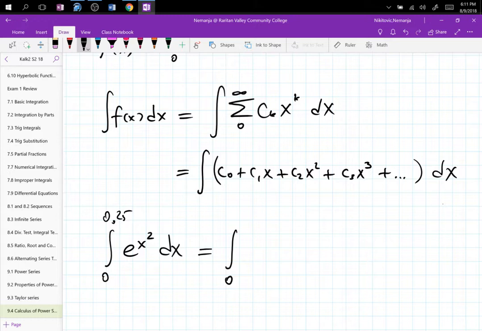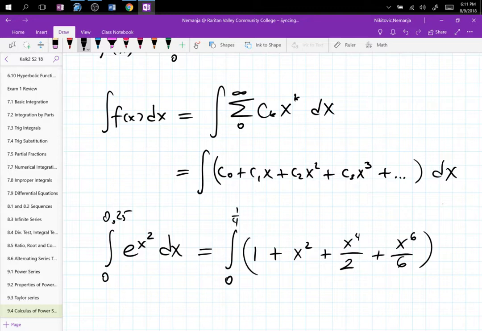So I have 0, and then I'll put a 1/4 on top. And we know that we get 1 plus x squared plus x to the 4 over 2, and we can get x to the 6 over 6, it's fine. One more term, and I am throwing the rest away. Now, this is not equal. This is going to be approximately equal, so we put the squiggly equal sign in between the two.